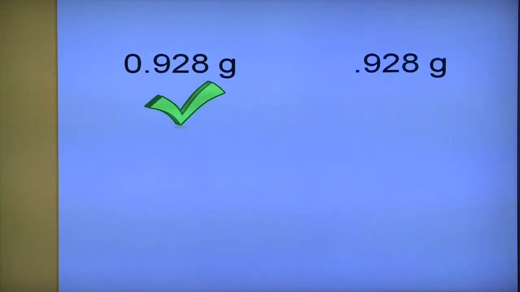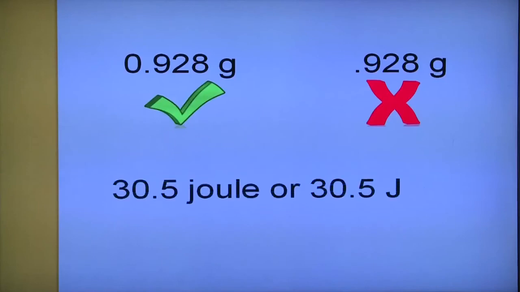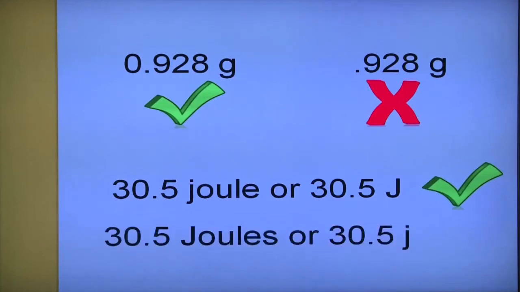For numbers less than unity, 0 must be inserted to the left of the decimal point. Writing 0.928 g is correct, but not .928 g. Symbols of units derived from proper names are represented by using capital letters. When written in full, the unit should not be written in plural. Say, 30.5 joule or 30.5 capital J is correct, but 30.5 joules or 30.5 small j is not correct.